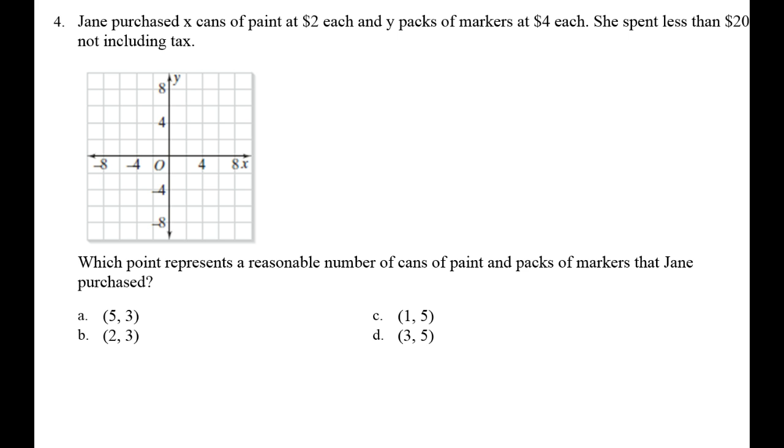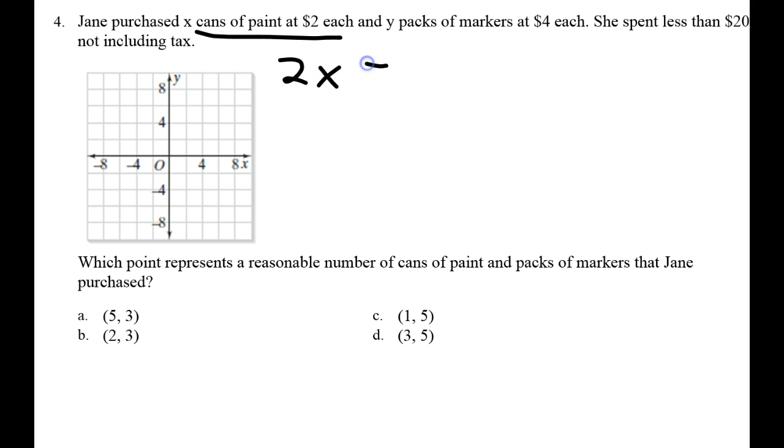So, first of all, we need to dissect our problem. We need to figure out how to write either an equation or an inequality out of this. So let's go back. Jane purchased x cans of paint at $2 each. How can I translate that? Well, remember, each is the same thing as per. Per indicates multiplication, so x cans of paint at $2 each is the same thing as saying 2x.